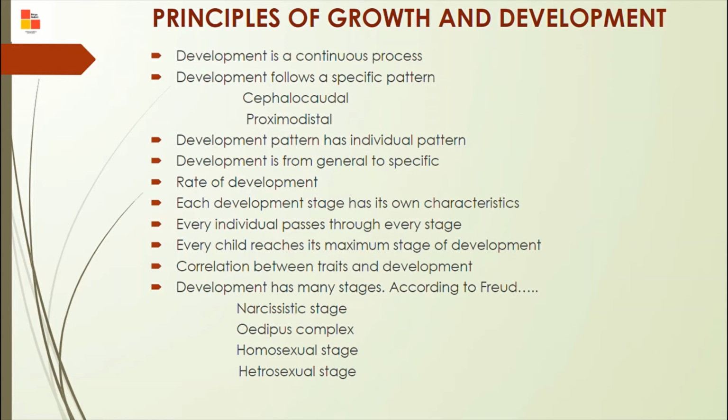Development has an individual pattern. All people develop by this pattern. Example, the child learns to sit, then he learns to stand, then he will take a first step, and then he will learn to walk. Rate of development is the rate at which particular organs mature, or the time taken by them. Each development stage has its own characteristic. A 7-month-old child can sit without support. Every individual passes through each and every stage, maybe fast or slow.